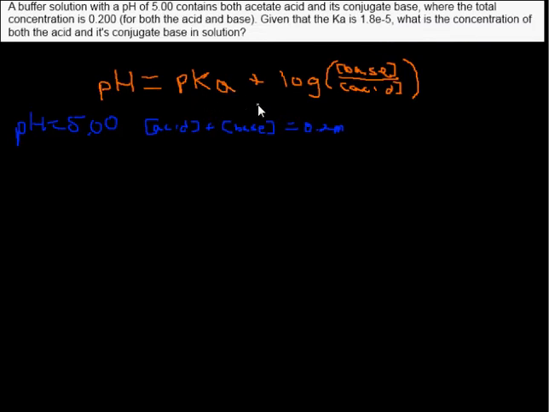Alright? Given that the Ka is 1.8 times 10 to the negative fifth, well, we have Ka, and we need pKa for the equation. So, pKa is equal to negative log, in case you didn't know, well, you should know by now, of Ka. So that equals negative log, and let's plug it in with a different color, of 1.8 times 10 to the negative fifth.